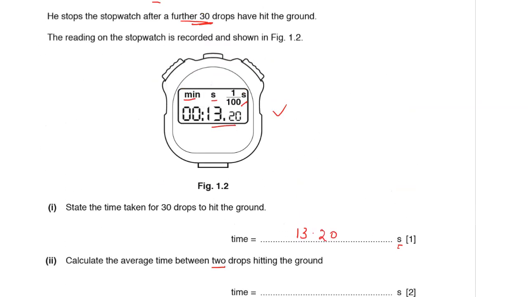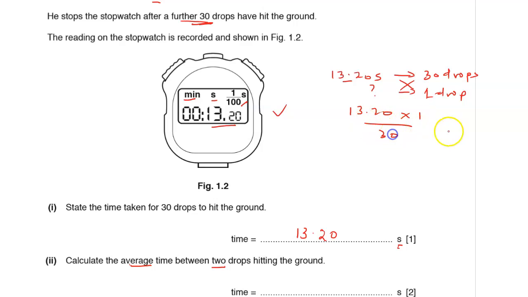The question is, calculate the average time between the two drops. So what do you do? You take the time that is shown on the stopwatch, 13.20 seconds. This is for 30 drops, right? So what is the time for one drop after the first drop? If 30 drops will take 13.20 seconds, what will be the time for one drop? You cross multiply, then you get 13.20 times 1 over 30. This will give us 0.44 seconds. So the average time between two drops hitting the ground is 0.44 seconds.